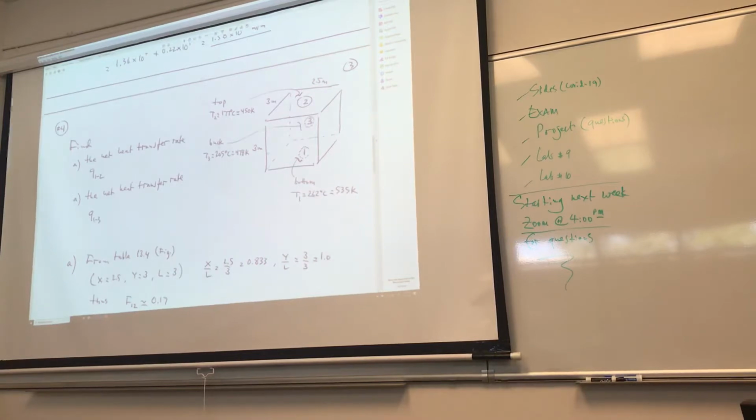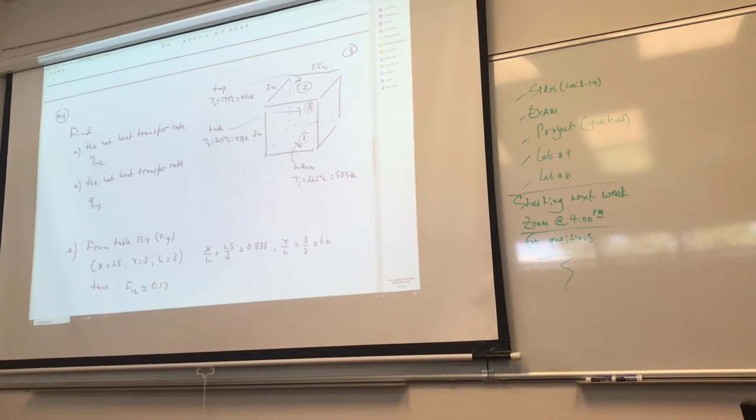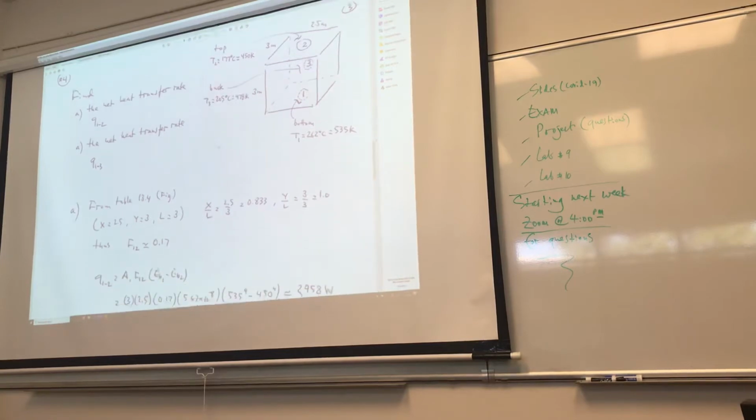In other words, what the F value is. So, if I want to do between 1 and 2, these are what you have: 2 square surfaces or 2 rectangular surfaces spaced by a certain distance. So your job is to look at that figure and to identify what is X, what is Y, what is L, find X over L, find Y over L, and then be able to read the value of F12, period. That's all there is to it. So once you find F12, then finding what the heat transfer is going to be is really not a problem.